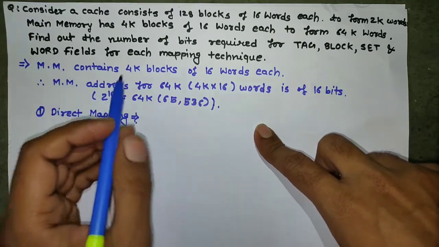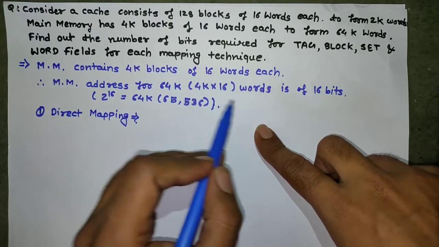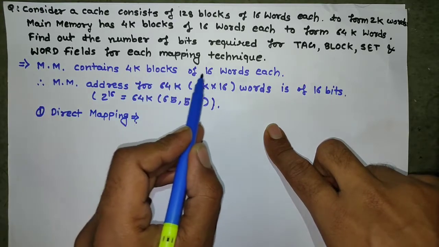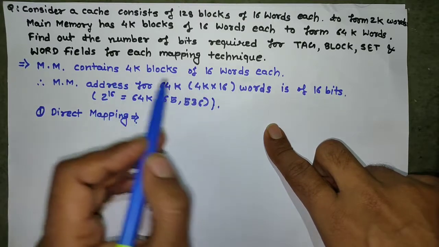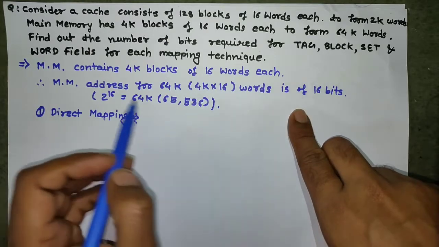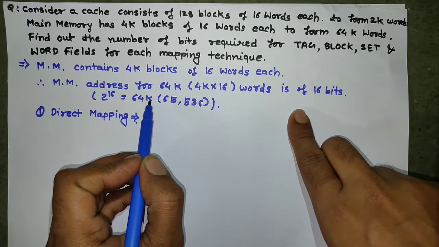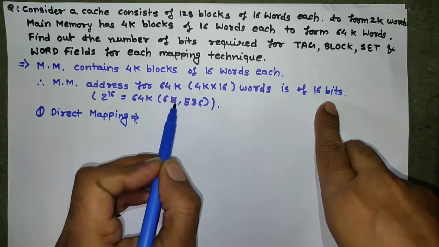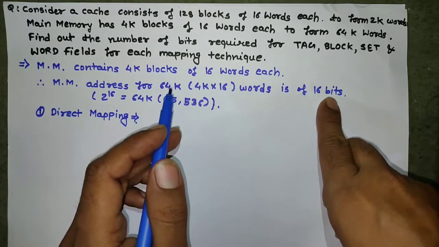So how will we find the number of bits in the main memory address? Main memory contains 4k blocks of 16 words each. One block contains 16 words, hence 16 into 4, that is 64k total words will be there. 4 into 64, 64k, hence it is equal to 65536. So 2 raised to power 16 equals 64k. So 16 bits are required for the main memory address, because there are 65536 words which we have to address in main memory. So it is 16 bits.